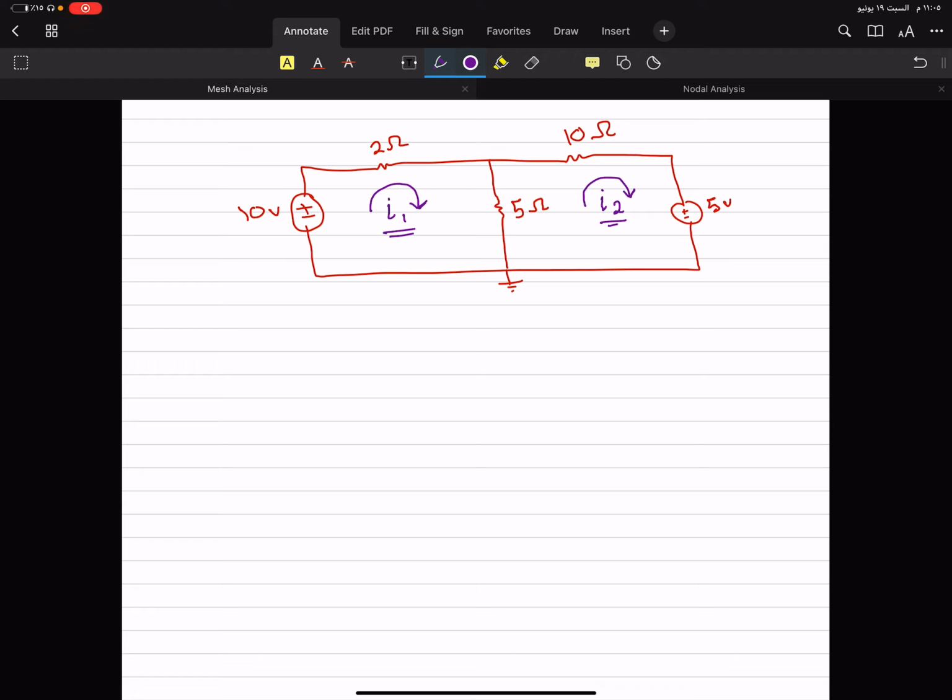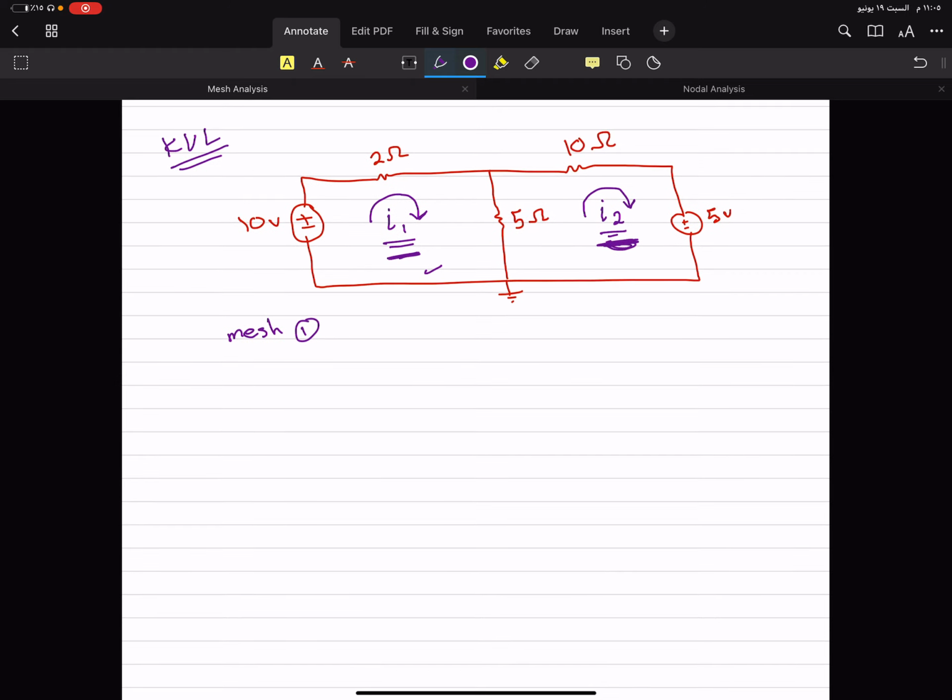So now we will use KVL. What is KVL? We will follow a loop and we will note everything. In mesh 1, when I call this one I1, that means this is mesh 1, because this is the mesh current number 1. And when I call this I2, that means it's mesh number 2, and this is mesh current 2. So now let's start in mesh 1, which is this one.